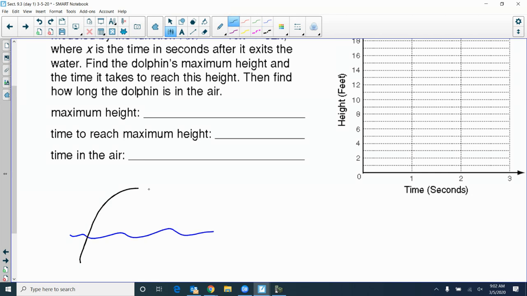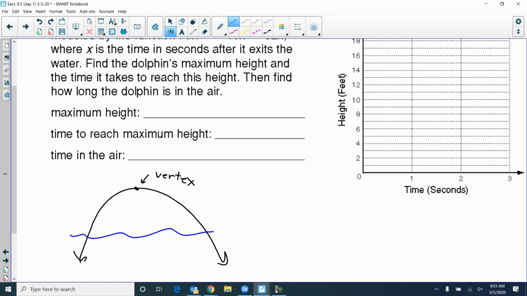Here's what's happening. Okay, it jumps out of the water. Its path is a parabola. It goes back into the water. The highest point occurs right here, which is the what? Vertex. The vertex is also going to be halfway in between when it leaves the water and where it goes back into the water. So that's going to play a role. So before you write anything down, find the vertex.